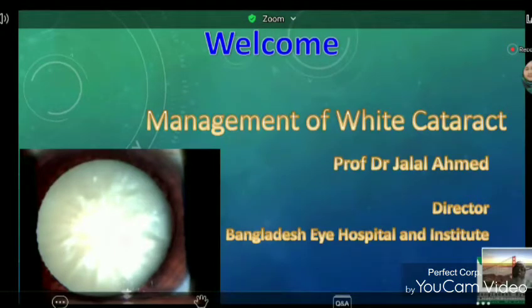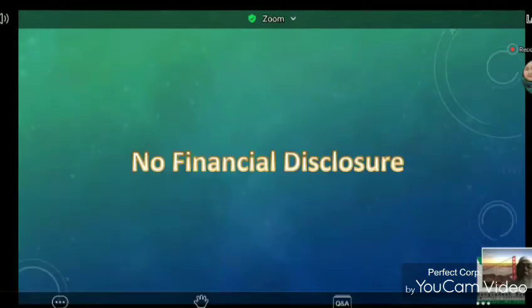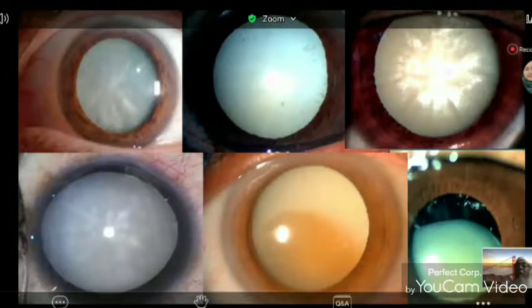Welcome everyone. My topic is management of white cataract. White cataract is a common scenario in this part of the world, and more so it is common in the remotest part of these countries. And I have no financial interest. There are many types of white cataract. It looks white, but behind the white there may be white, there may be black, there may be brown, the zonule may be weak, there may be subluxation of the lens, and so many.